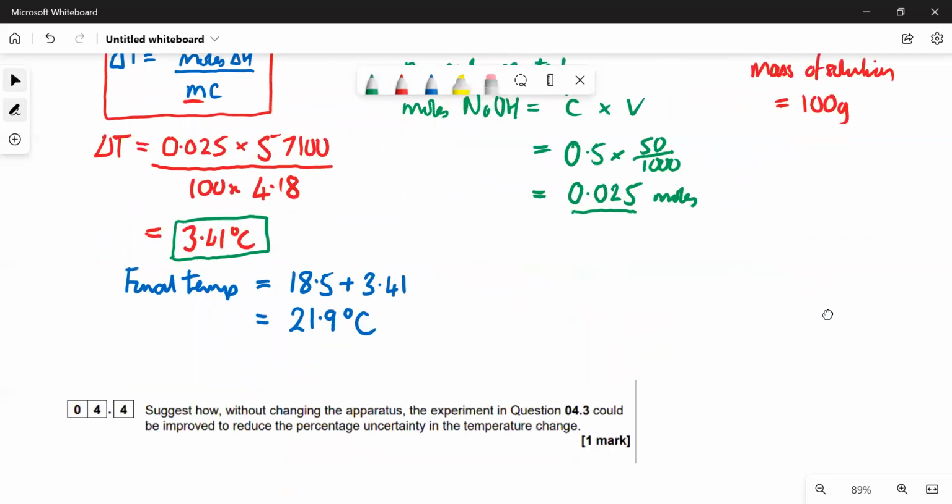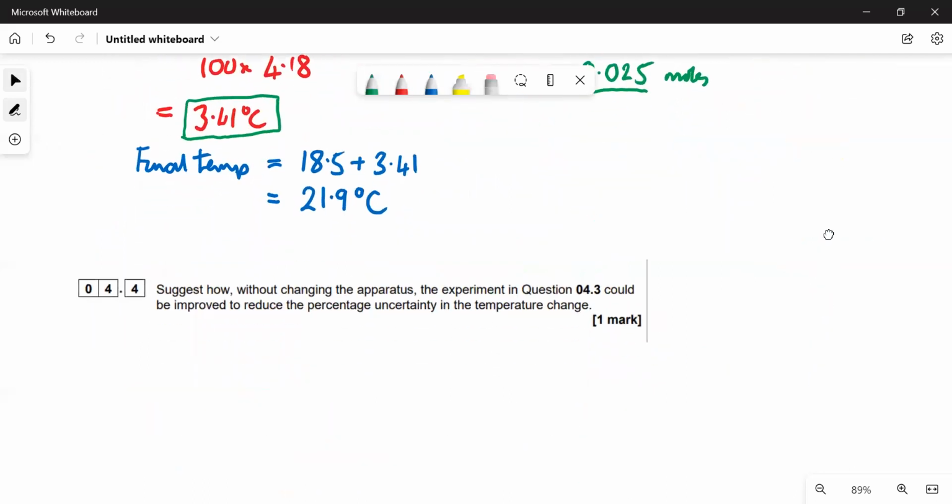Okay. So suggest how, without changing the apparatus, the experiment could be improved to reduce the percentage uncertainty in the temperature change. Yeah, the uncertainty is going to be big because the delta T is only 3.41, maximum 3.4, and your thermometer at most is going to be accurate plus or minus 0.1 degrees C. So you've got a big error involved there.